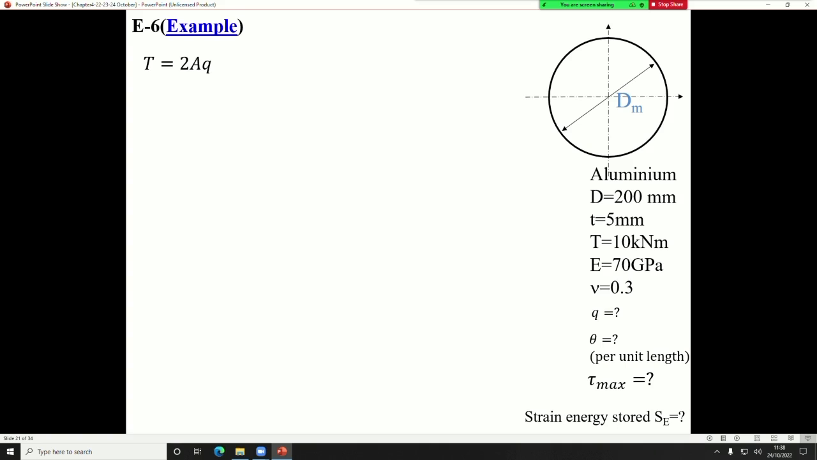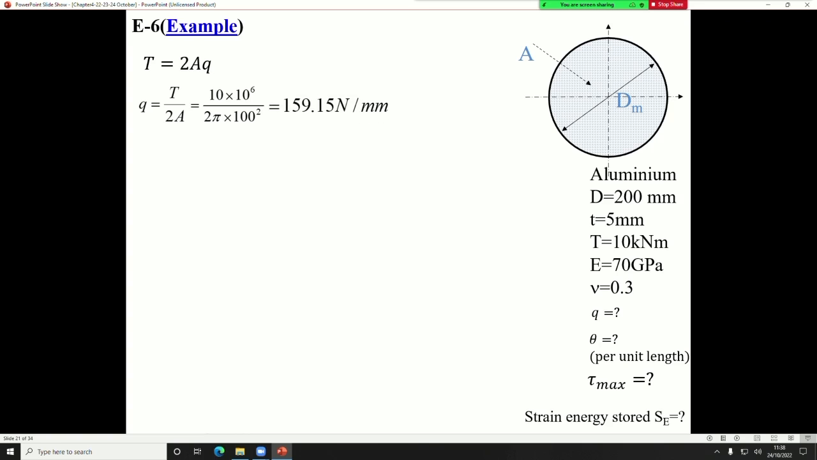It's not the cross section. So what is A at the moment? It's pi dm squared divided by 4. So this is the area. So q is equal to T, the torque applied, over twice the area enclosed by the perimeter. The torque is 10 kilonewton meters, so 10 times 10 to the power of 6, I've converted it to newton millimeters. Area, the diameter is 200, so the radius is 100. So here we get 159.15 newtons per millimeter.